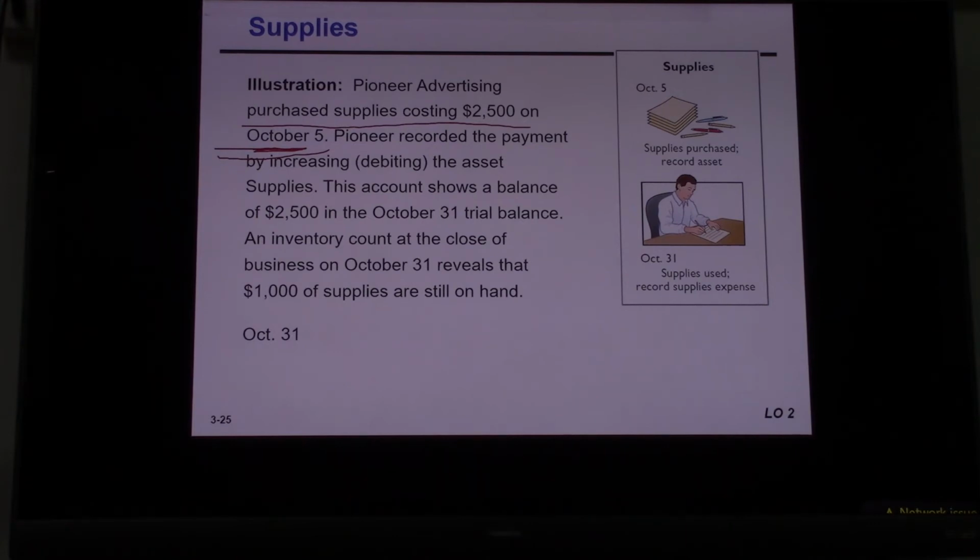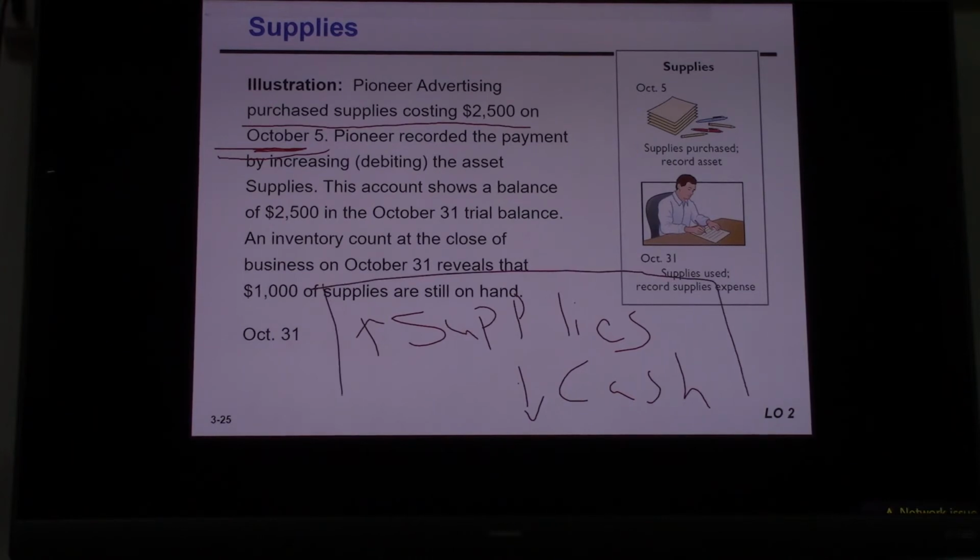So if we are required to journalize the entry on October 5, what do you think? We purchased supplies. In this case, we have supplies on the debit side. If we paid for this in cash, our cash decreased by the same value, so it will be on the credit side. This is the journal entry for October 5.